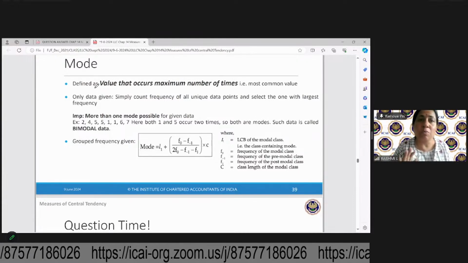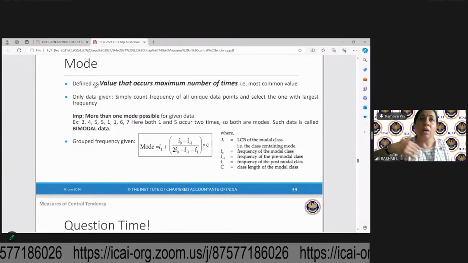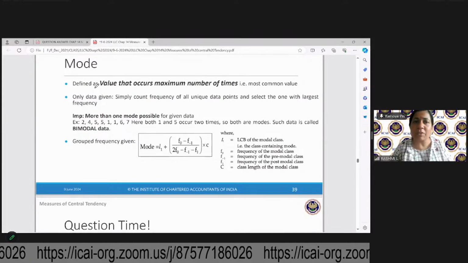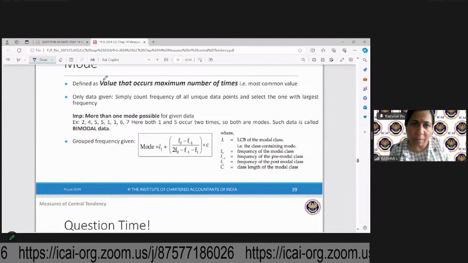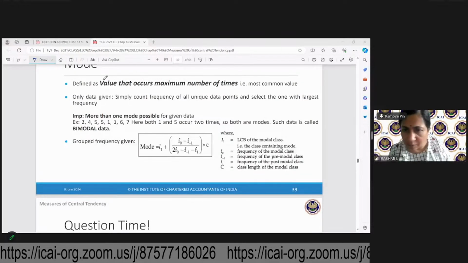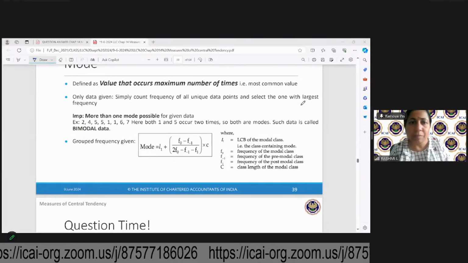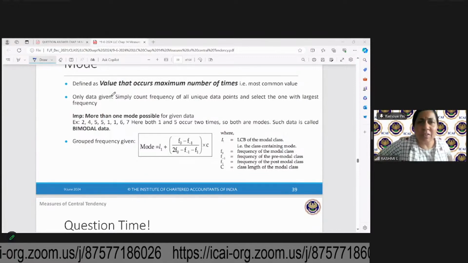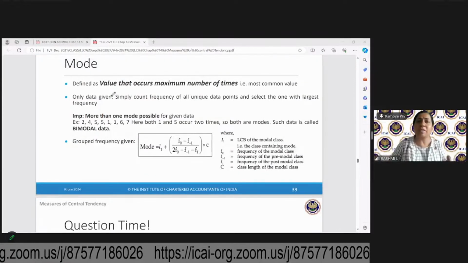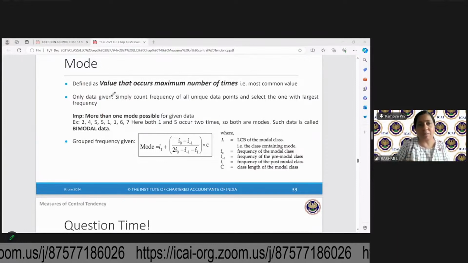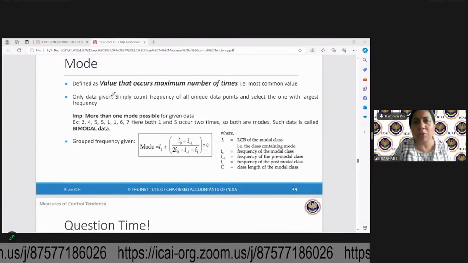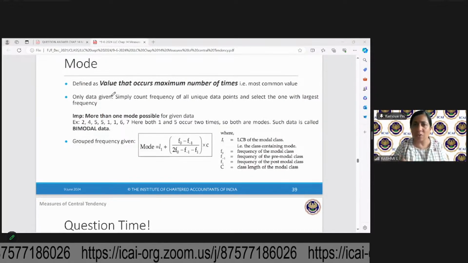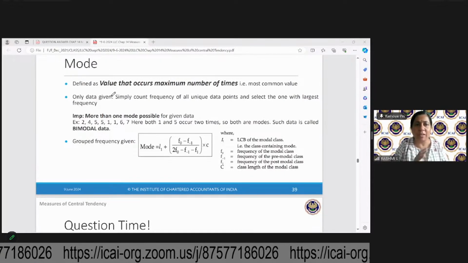Now coming to mode. Mode is the most repeated figure, that occurs the maximum number of times, whatever value occurs the maximum number of times. If simple data is given, with numbers, you will just see which number is repeated the most times, and that will be your mode. The simplest way to calculate is the mode, because there is nothing to do, you just take whichever number is repeating.